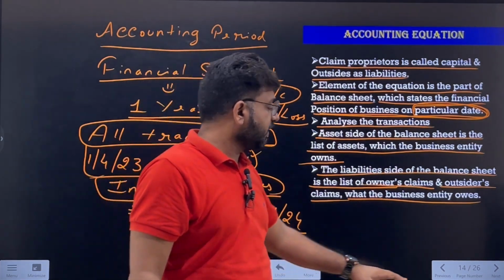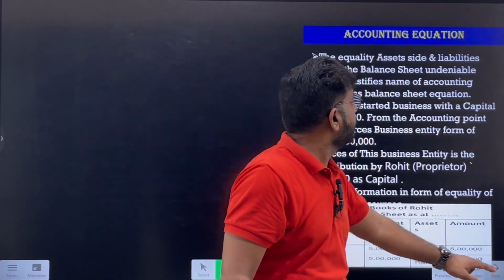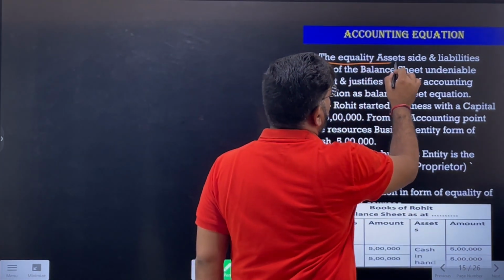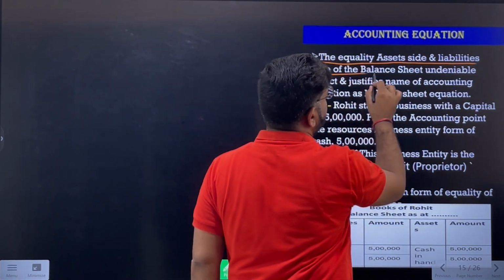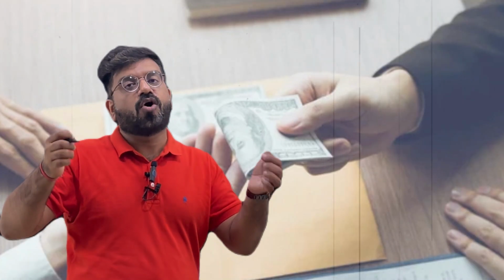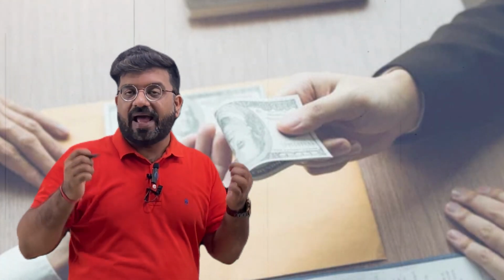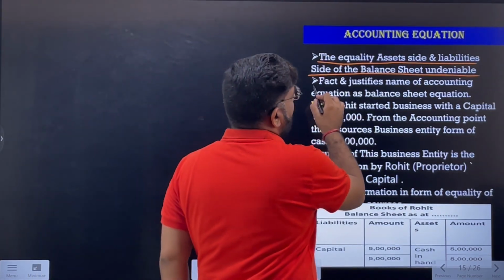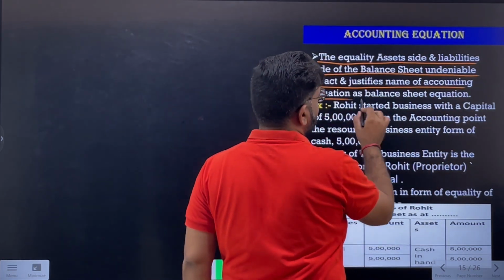So this was the brief of the accounting equation. I hope this is very much clear to you all. Okay, now next, coming to the next slide, the equality of asset side and liability side of the balance sheet is undeniable. Now, what does that mean? Obviously, with all the transactions, the assets and the liabilities will be equal. That is undeniable, it will always be equal. You can do each and any transaction, always it will be equal. Is that clear?